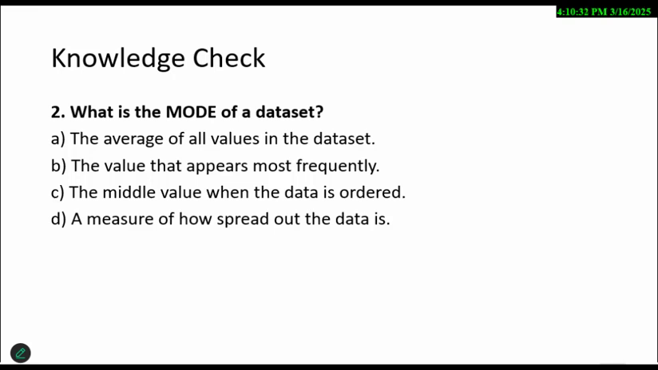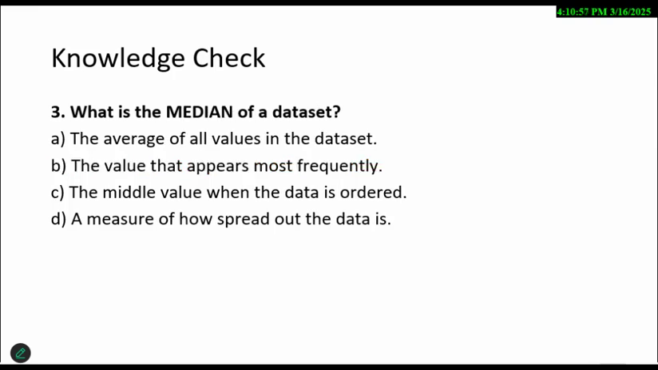What is the mode of a data set? You'll notice these are the same answers. A, the average of all values in the data set. B, the value that appears most frequently. C, the middle value when the data is ordered. D, the measure of how spread out the data is. And it is B, the value that appears the most frequently.